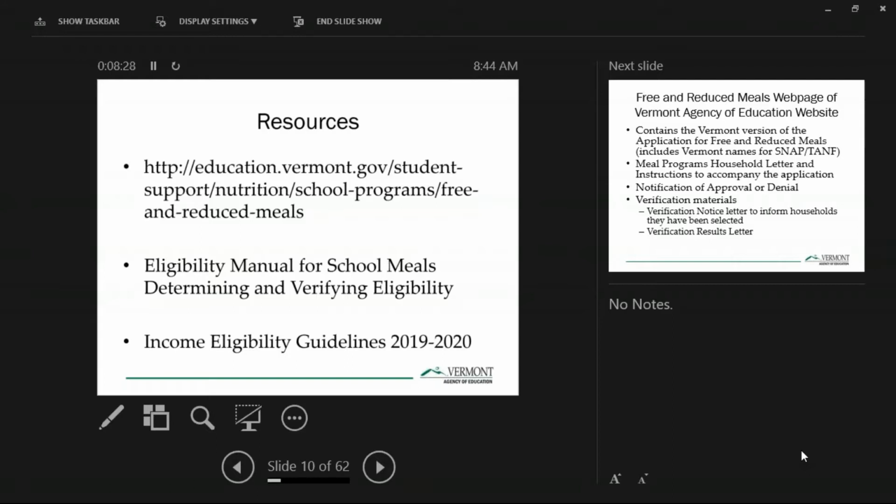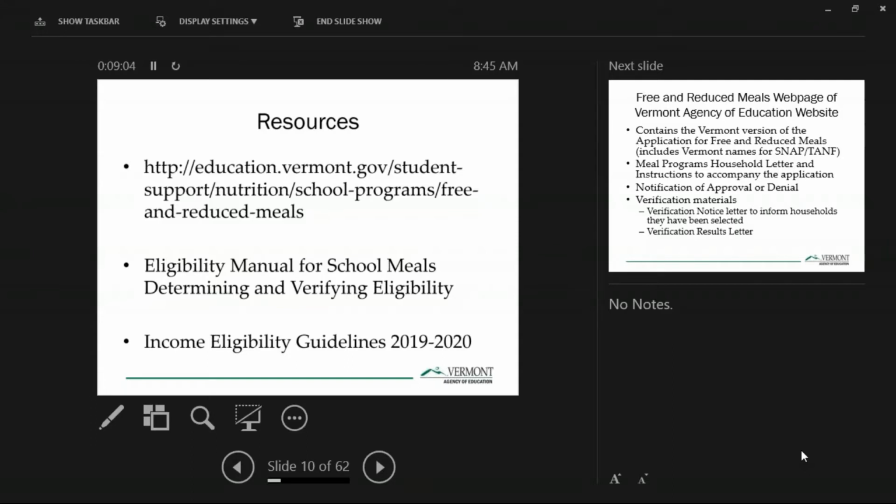One of the best reference tools we have is the eligibility manual for school meals, for determining and verifying eligibility. This goes over all of the requirements for folks completing a free reduced price meal application, for approving it, notifying households, carryover time periods, special scenarios, and it goes over the verification process. If you have questions for us, this is often the first place we turn. We're like, okay, is this covered in the eligibility manual?